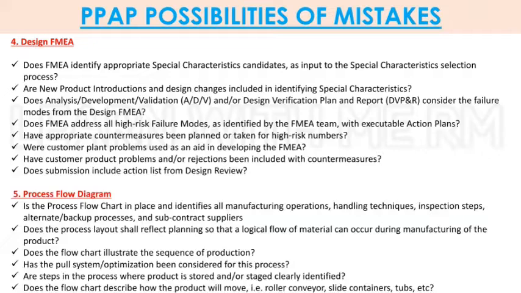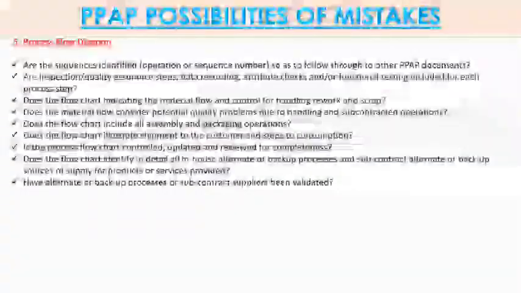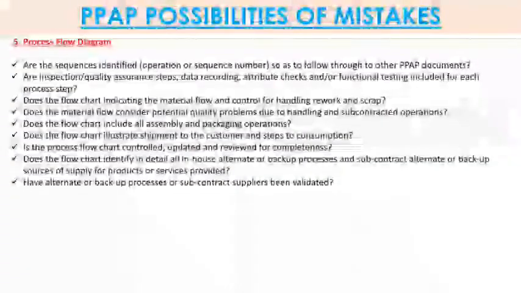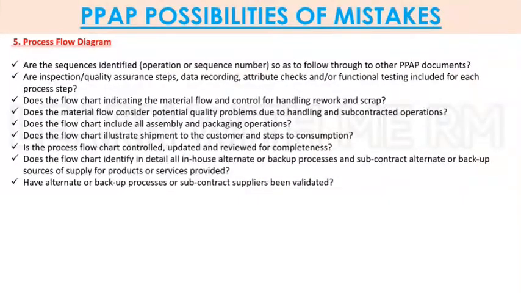Are steps in the process where product is stored and/or staged clearly identified? Does the flow chart describe how the product will move, i.e. roller conveyor, slide containers, tubs, etc.? Are the sequences identified, operation or sequence number, so as to follow through to other PPAP documents?